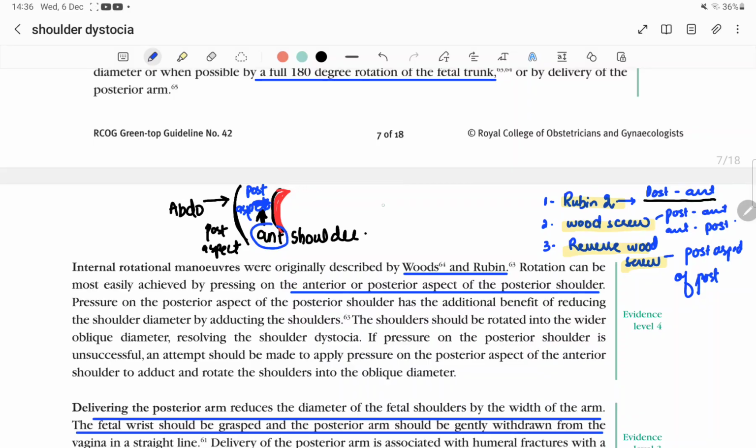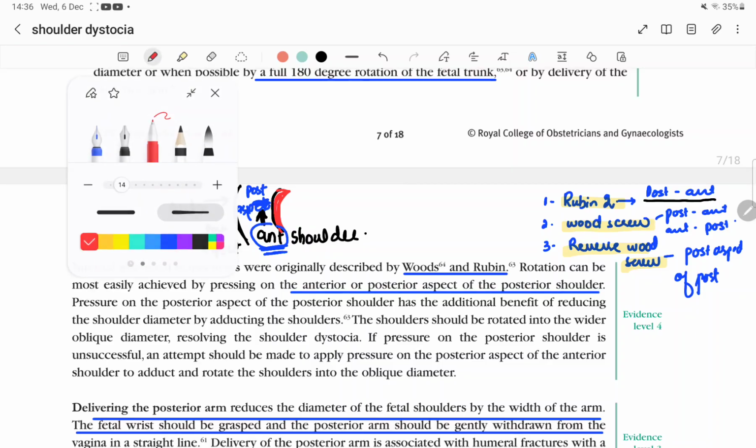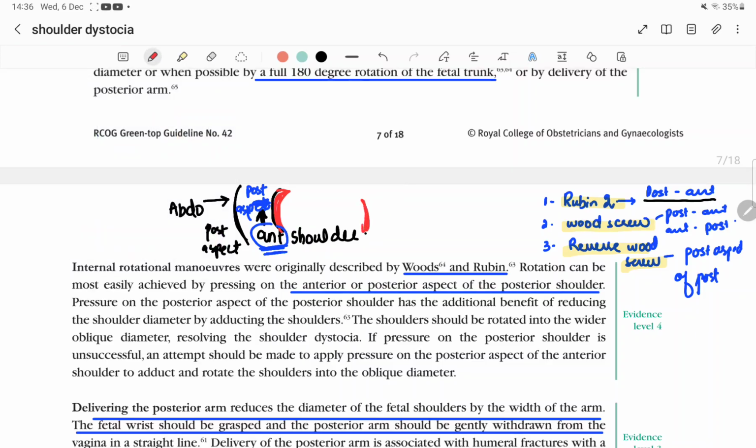Now if this fails, then keeping your same hand here, you have to keep the finger on the anterior shoulder's posterior aspect. Now again this is the posterior shoulder, and the traction you are applying is on the anterior aspect, and you try to rotate the baby.